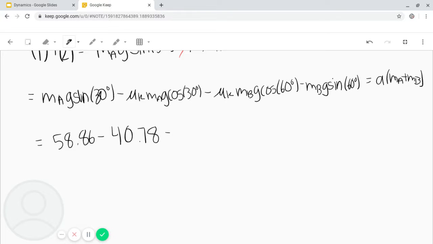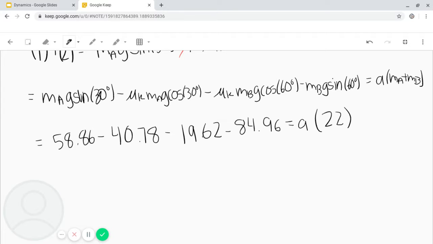And we have minus 0.4 times 10, which is the mass of B, times 9.81 times cosine of 60, which is 19.62, minus m_B, which is 10 times 9.81 times sine of 60, which is 84.95, or 84.96 if you're rounding, equals a times (m_A plus m_B), which is 10 plus 12, which is 22.